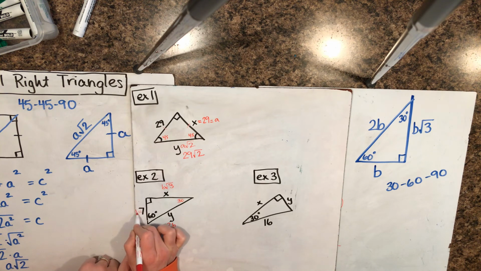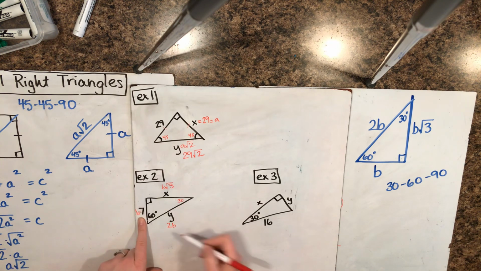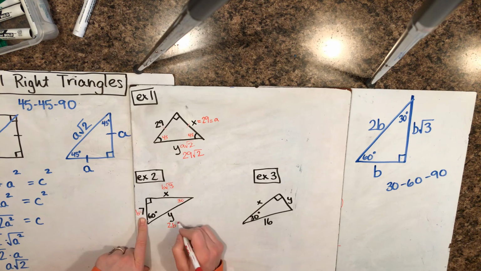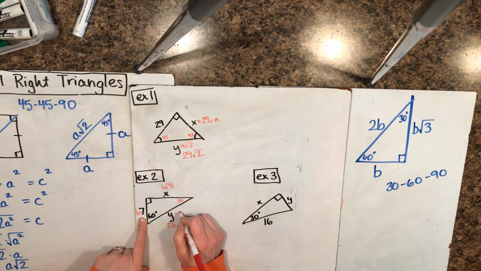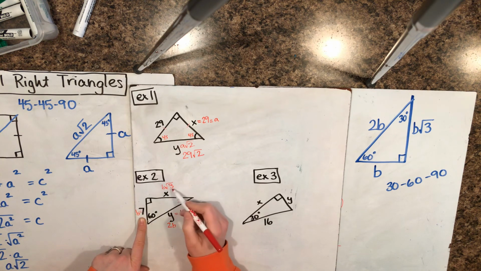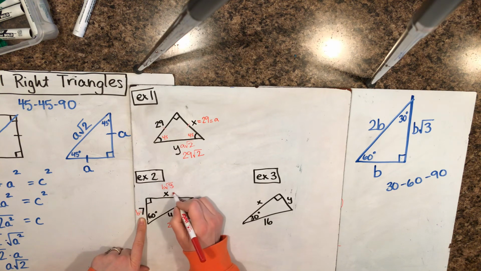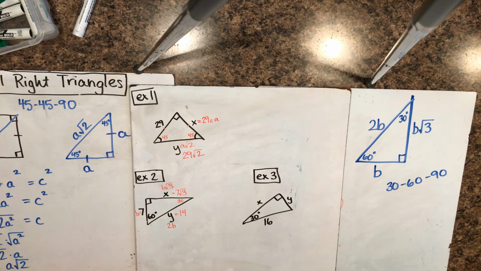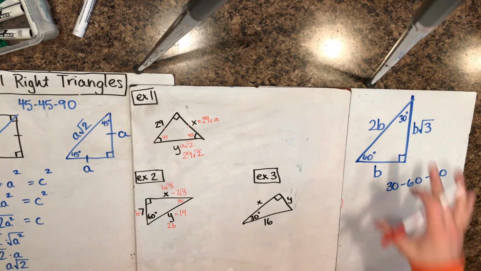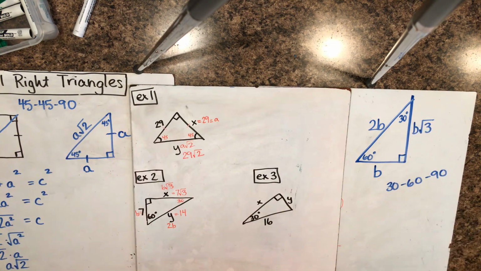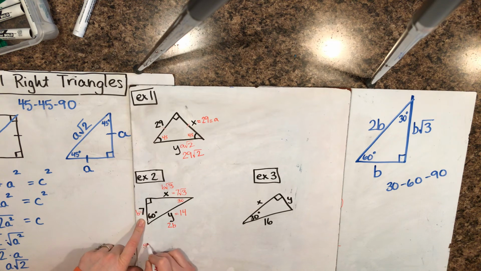So in this case, we know b is 7. That makes the other two pretty easy. 2b, 2 times 7, that's 14. b times the square root of 3, 7 times the square root of 3. Again, you can use Pythagorean theorem, you can use SOHCAHTOA here, but it's a lot faster if you have studied the patterns.